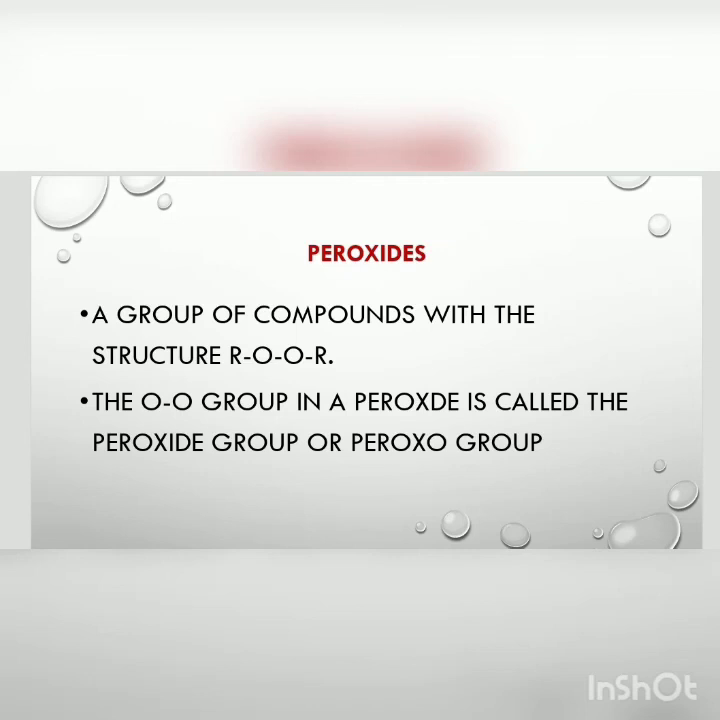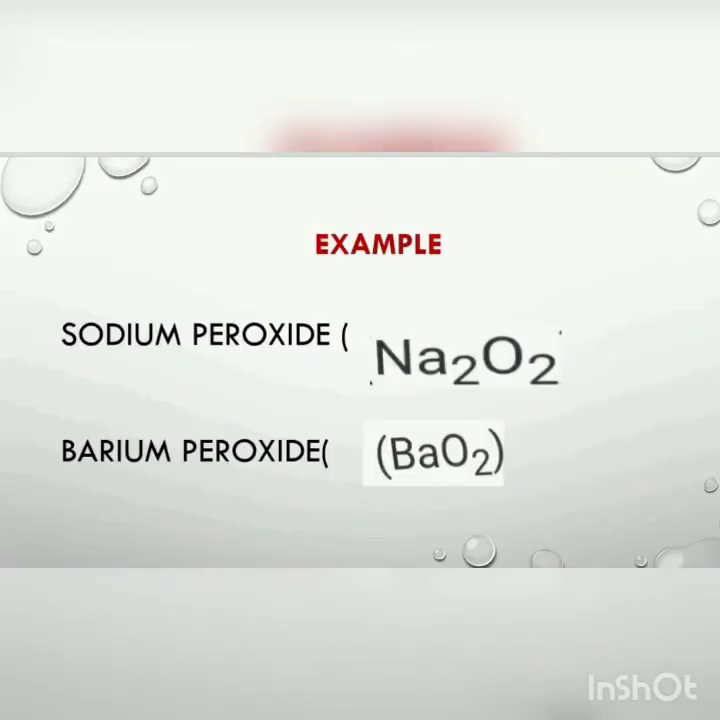So we can prepare various oxides from H2O2 with the other elements, right? So you see the formulas of peroxides, that is sodium peroxide, the formula is Na2O2, and barium peroxide, the formula is BaO2. So in these peroxides, the oxidation state of oxygen is -1, right? Oxidation state of sodium is +1 and barium is +2.